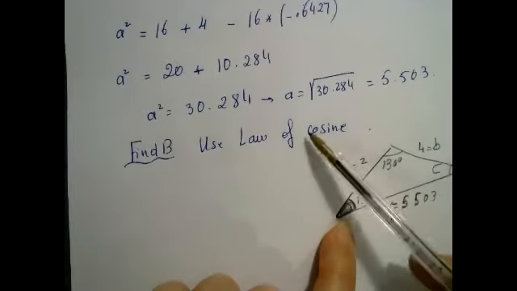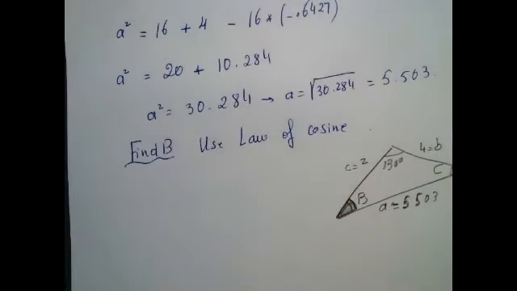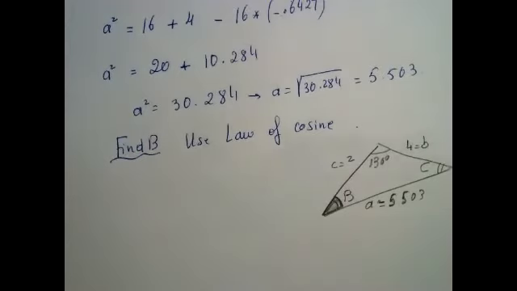So I say, okay, the law of cosine, how can I bring the angle B to the picture? Who can have any input? How can I bring the angle B to the picture? Because I really need to find it. How can I do that? Anybody have any idea?